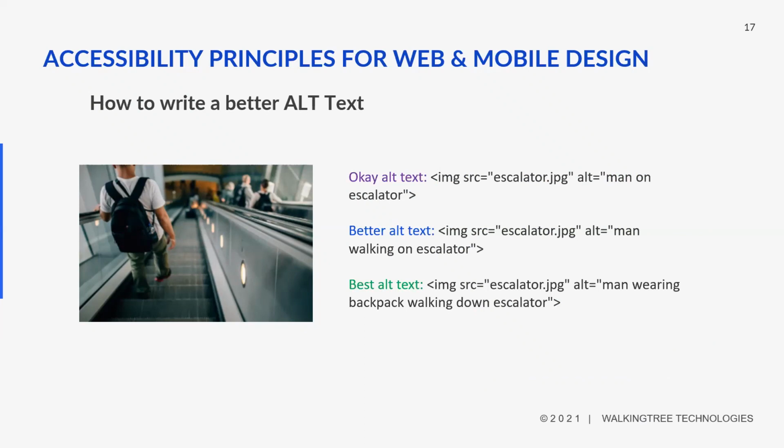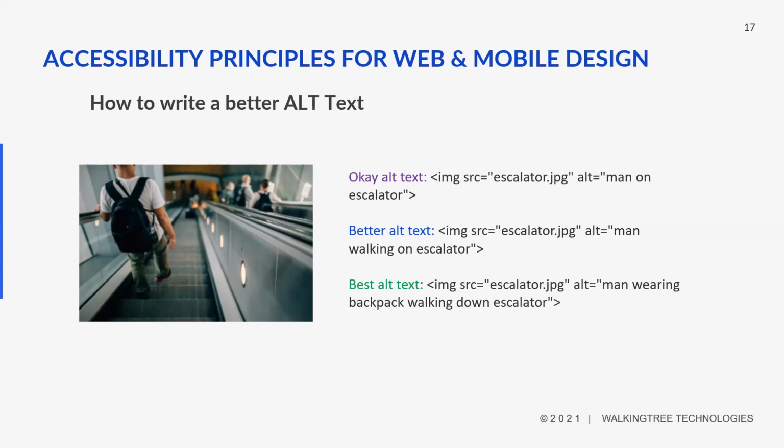So why is it the best case scenario? Because it covers as many details as possible. If you consider the previous cases, where it says okay or better, it is giving me a very generic idea. But when it comes to the best case here, if you look at the picture, a person with a black bag, just walking down the escalator, that covers the entire scenario.